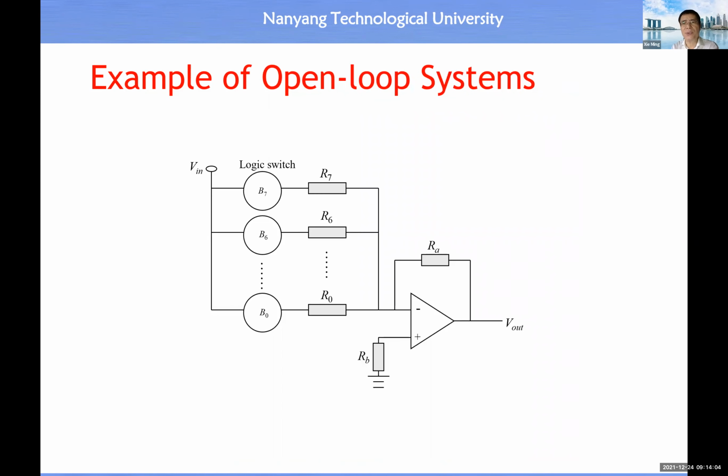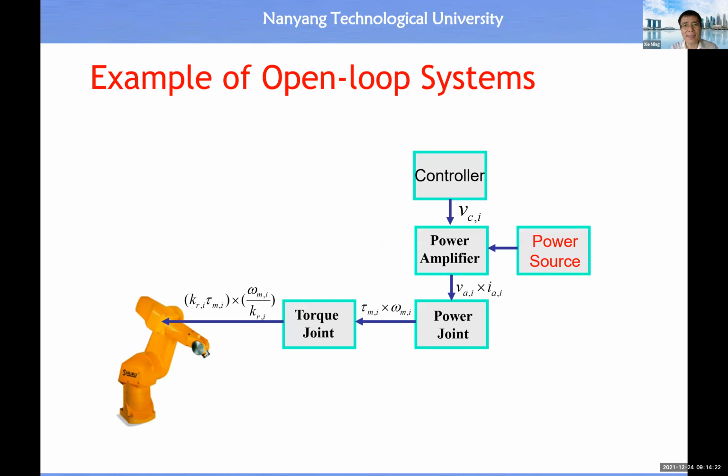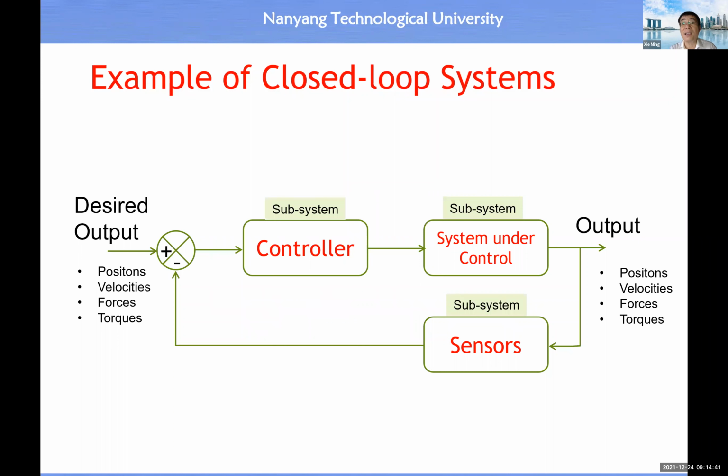Then this slide basically shows you a typical example of an open loop system, right? And normally we will use an open loop system to serve as a module inside a larger closed loop control system, all right? And here is another example of the open loop aspect of a closed loop control system. If we do not close the loop, the system will behave like this. But in practice, we will close the loop in order to undertake feedback control.